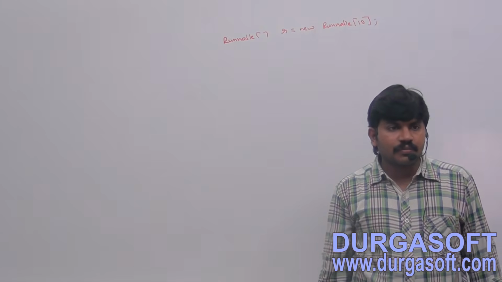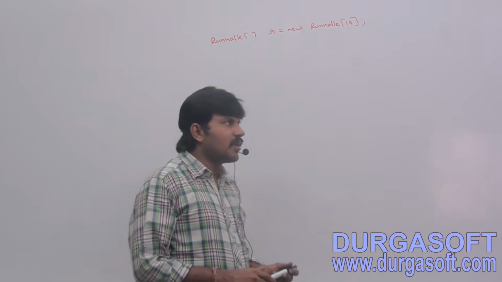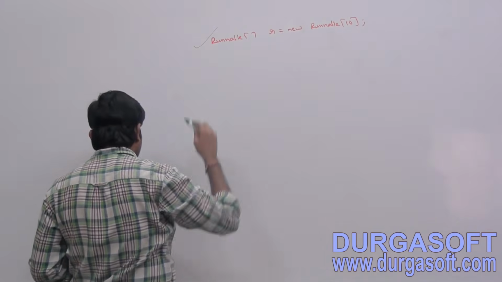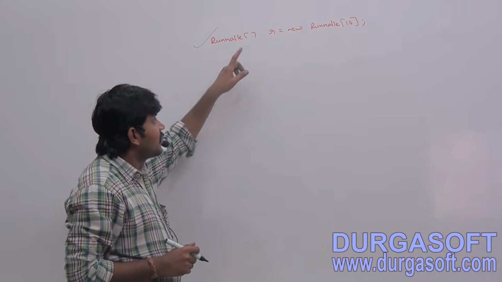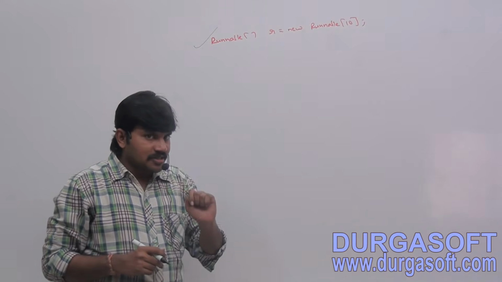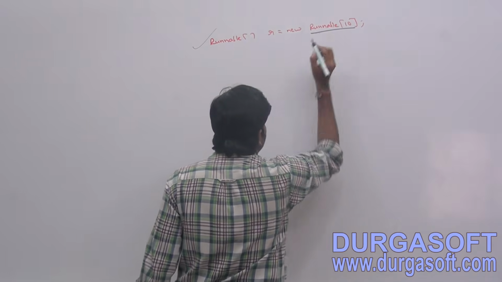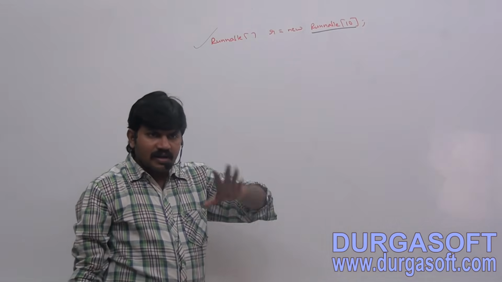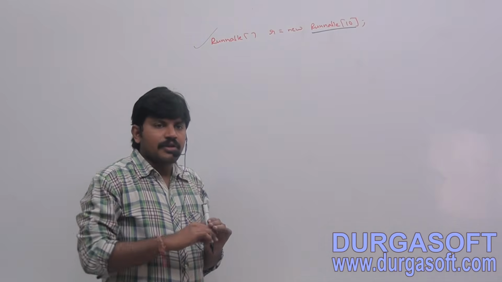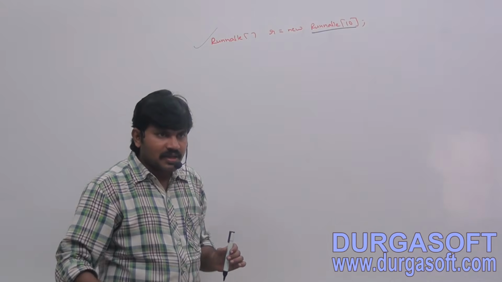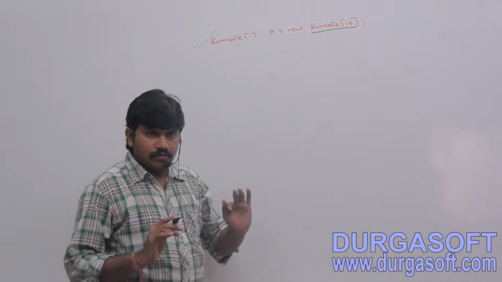Invalid? Compile-time error, because Runnable is an interface? How can you create an object for an interface? No, this one is valid, no problem at all, because I am not creating a Runnable object. Remember, I am creating a Runnable type array object, an array but not a Runnable object. Interface type array objects we can create, but interface objects we can't.